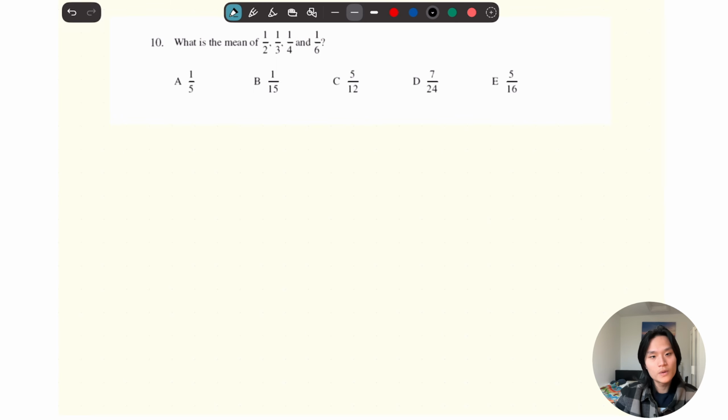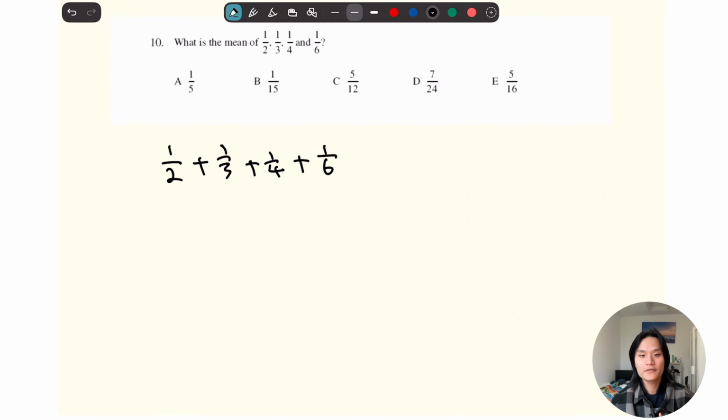Well, we have four fractions. So what we have to do is to sum them up. So a half plus a third plus a quarter plus a sixth. To find the average, we need to divide by the number of items. In our case, we have four fractions, so we divide by 4. This looks like a big fraction, but don't worry, I'll show you how we can get through this.